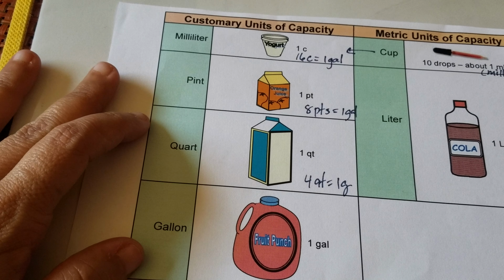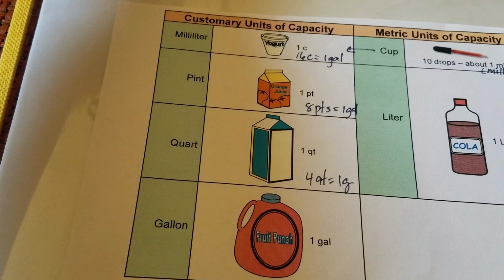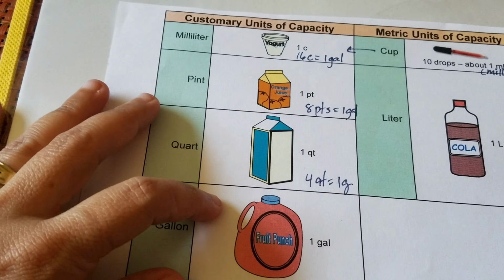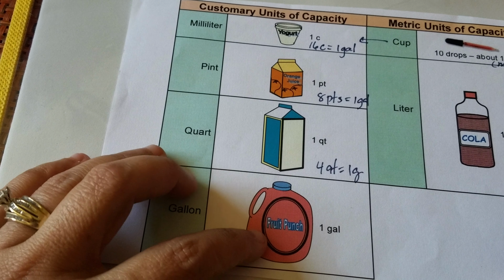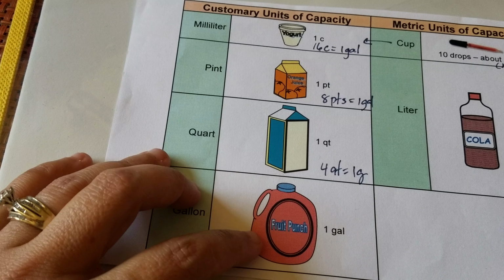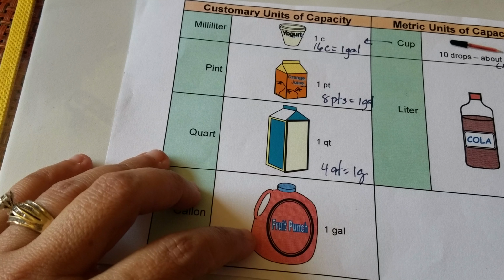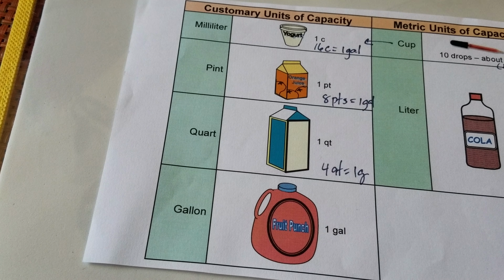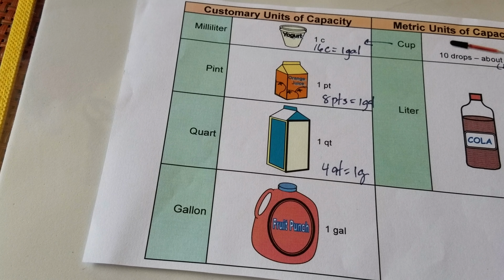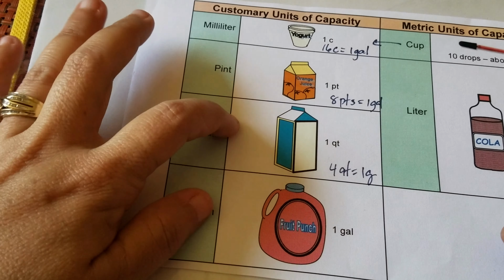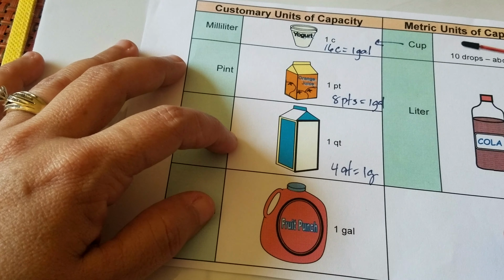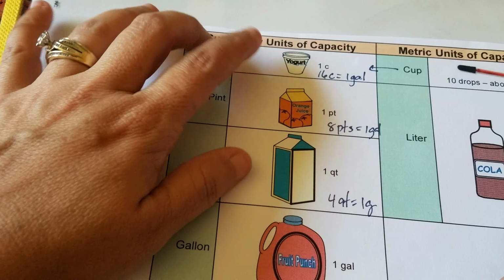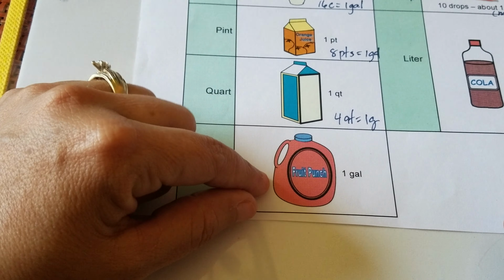So when you look at capacity, we're going to start with gallons, the biggest to the smallest, right? So here we have a fruit punch, but we're going to relate it to milk. So if you have milk at home, a gallon of milk, this is the biggest. Then we have a quart of milk. We have a pint, and then we have cups. So this is the biggest, a gallon.